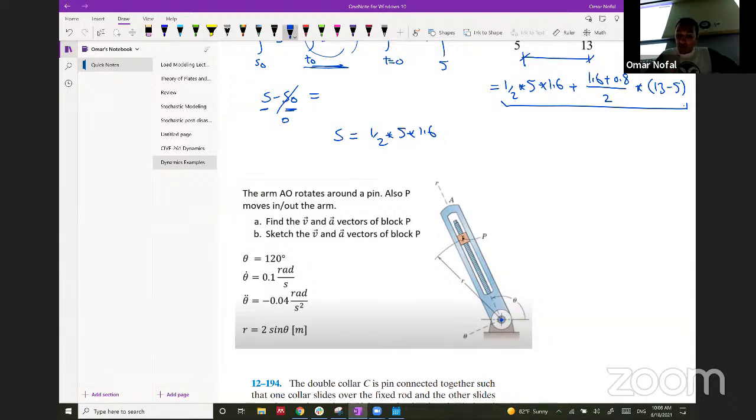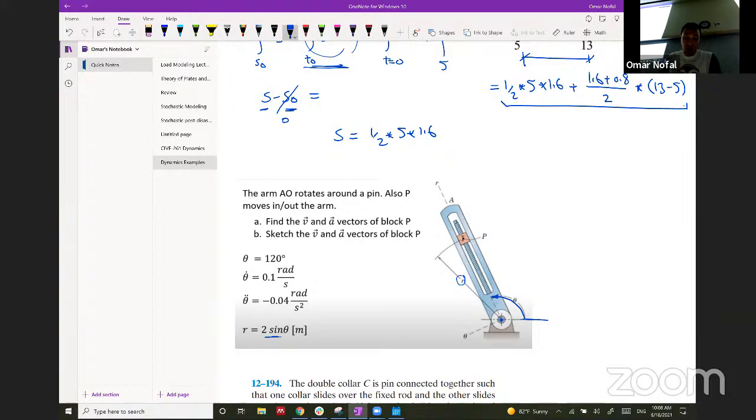So the r keeps changing over time, or over theta, and theta is changing over time. This is how we measure theta. This is the datum, and this is how theta increases, and the r keeps changing with theta. So this is how r is a function of theta.